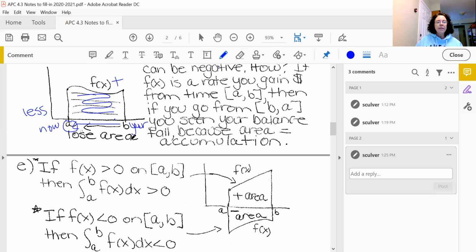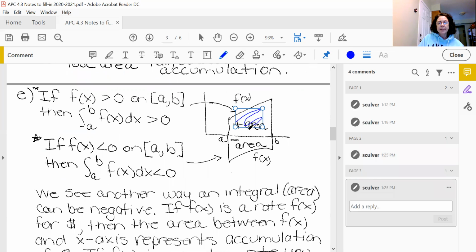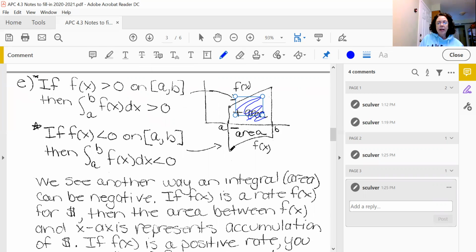You would lose area. And so this integral would be negative. On E, if f of x is greater than 0 on A to B, I made f of x above the x-axis. For every x, the output is positive. Then the integral from A to B of f of x dx will be greater than 0, meaning it will be above the x-axis. It will be positive. If your function is less than 0, meaning for every x on A to B it outputs a negative, then the integral is less than 0, meaning that the area is below the x-axis and is considered negative.